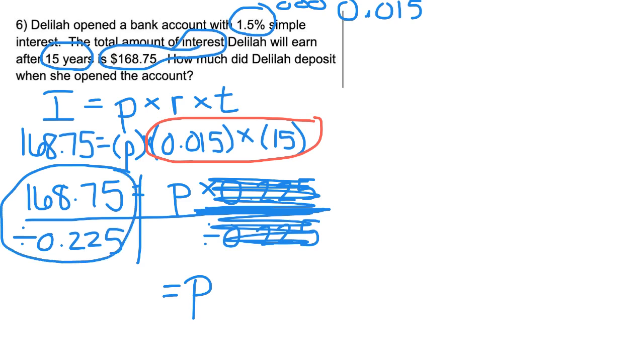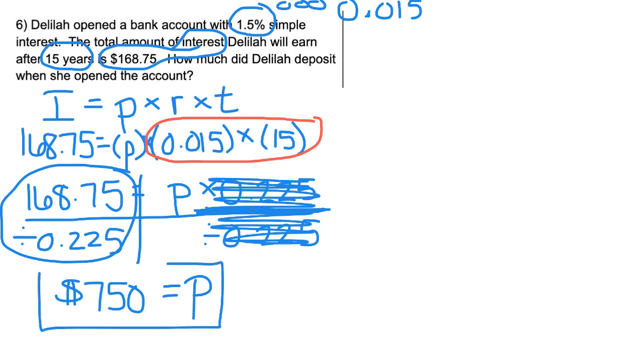So take 168.75 and divide it by 0.225, and you will get a principal of $750. Whew, all right. If you got that right, give yourself a star. But if you didn't, take really good notes so that you can get this right on the test. Pause me and come back when you are ready for question 7.